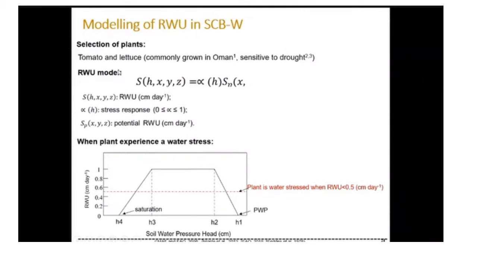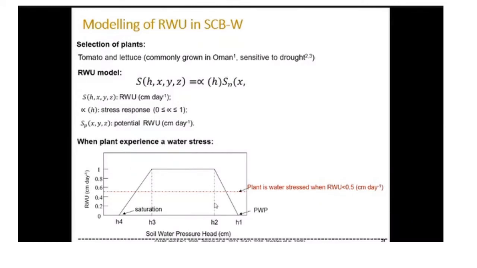And I used this root water uptake model, which in this equation shows that the root water uptake is a function of the stress and the potential root water uptake. In a simple way, if you look at this figure, you will understand it very much. There is a stress for the plant related to the moisture content. We said that too much water is not good, less water is not good. Too much water means saturation. Water closer to saturation is not good for the plant. Water closer to the permanent wilting point is not good for the plant. It's a stress, and that will affect the root water uptake.